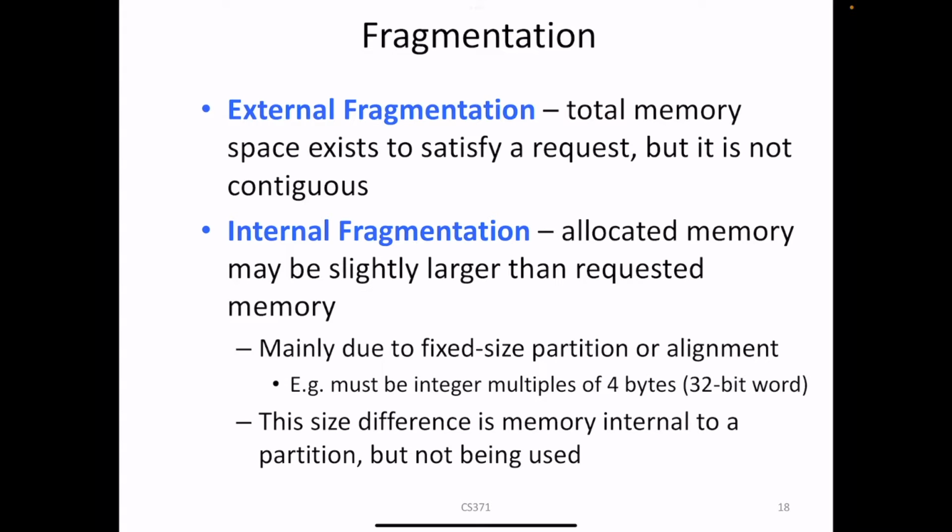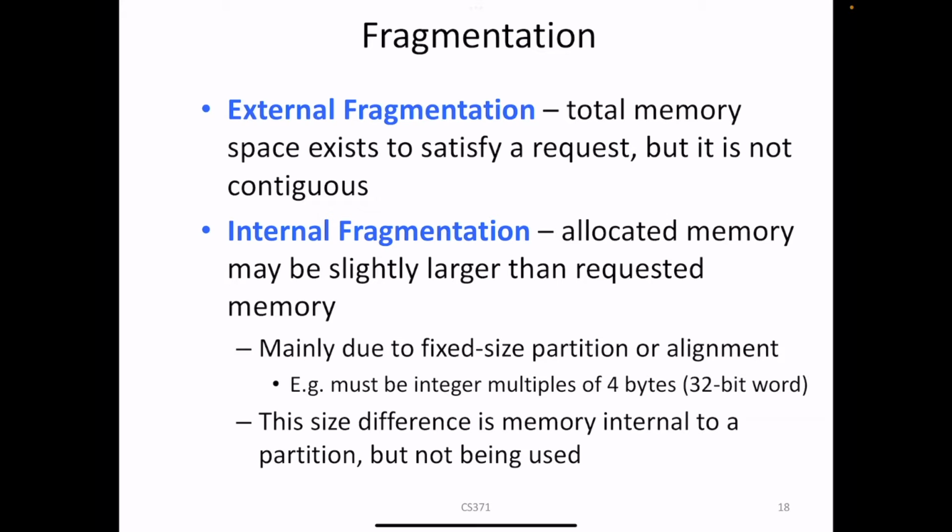On the other hand, the other type of fragmentation is called internal fragmentation. For internal fragmentation, the allocated memory space may be slightly larger than the requested memory space for several reasons. The main reason is the fixed size partition or alignment. Because in nowadays general purpose operating systems, each memory block or memory partition must be an integer multiple of 4 bytes, or in other words, an integer multiple of a 32-bit word.